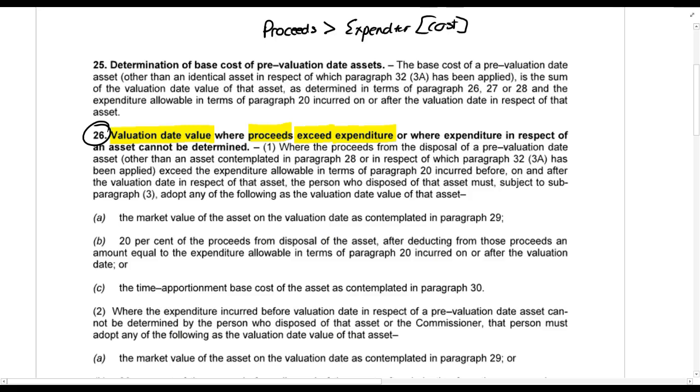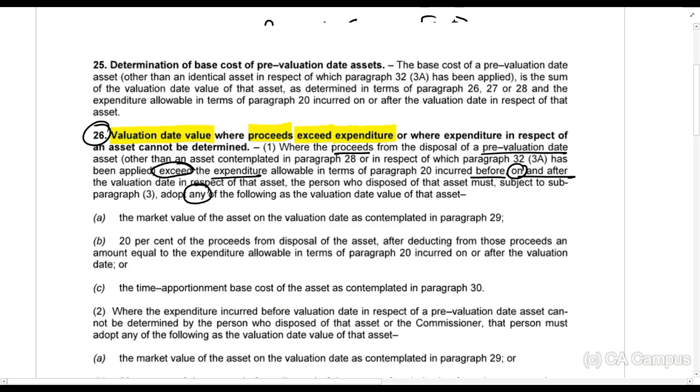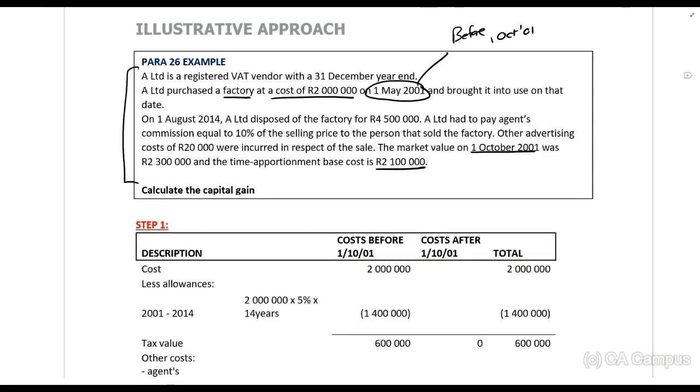So where the proceeds from the disposal of a pre-valuation date asset, so that's an asset before 1 October 2001, exceed the expenditure incurred before, on, and after the valuation date, the person who disposed of the asset must, subject to paragraph 3, adopt any of the following as the valuation date value of that asset. Okay, so now I'm going to show you what is meant by that.